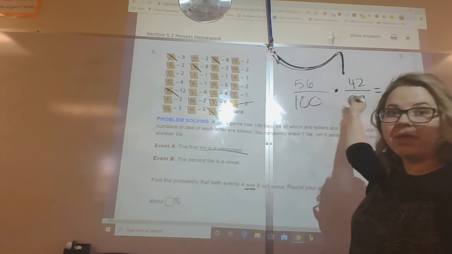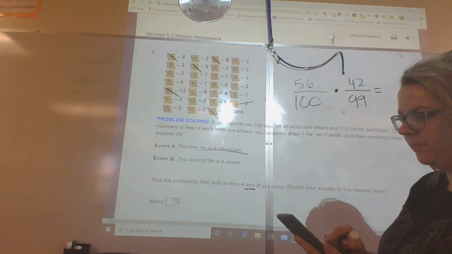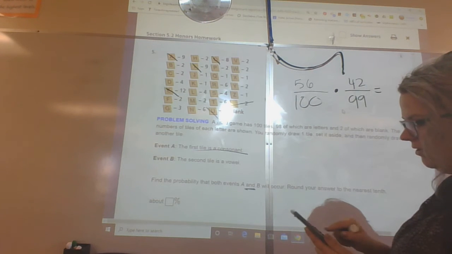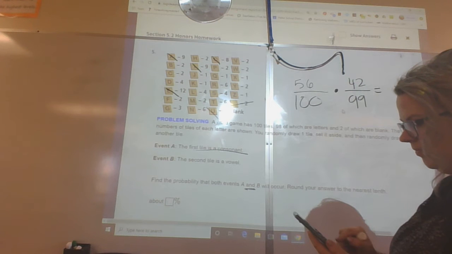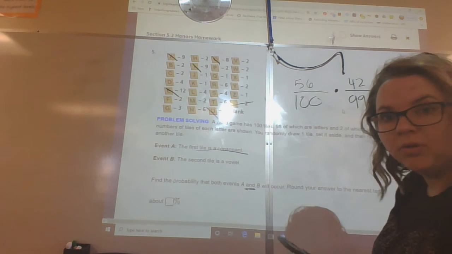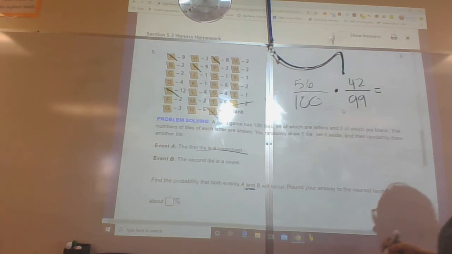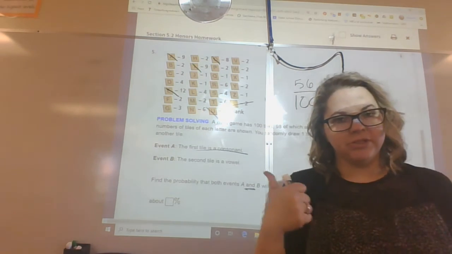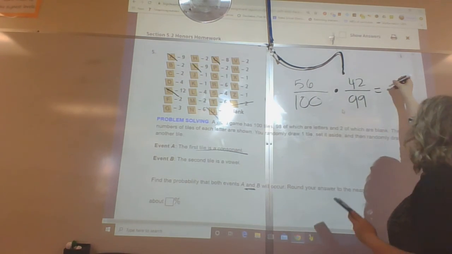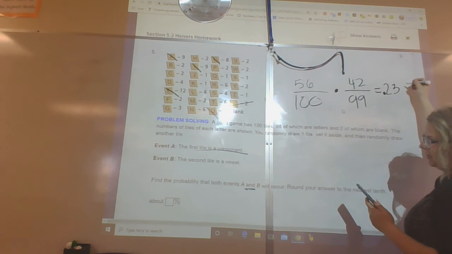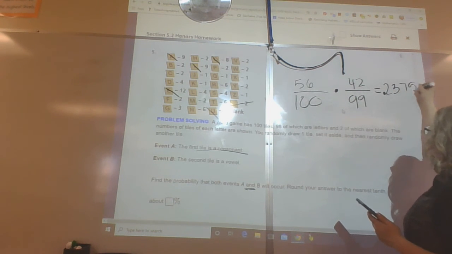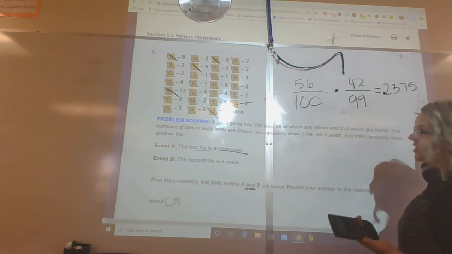Now I just put this in my calculator, multiply them together. I got 56 over 100 times 42 over 99. Ooh, I got it. They counted Y as a consonant, not a vowel. So, okay, here I put this in my calculator. I get 0.2375, which rounding up, or let's change it to a percent.